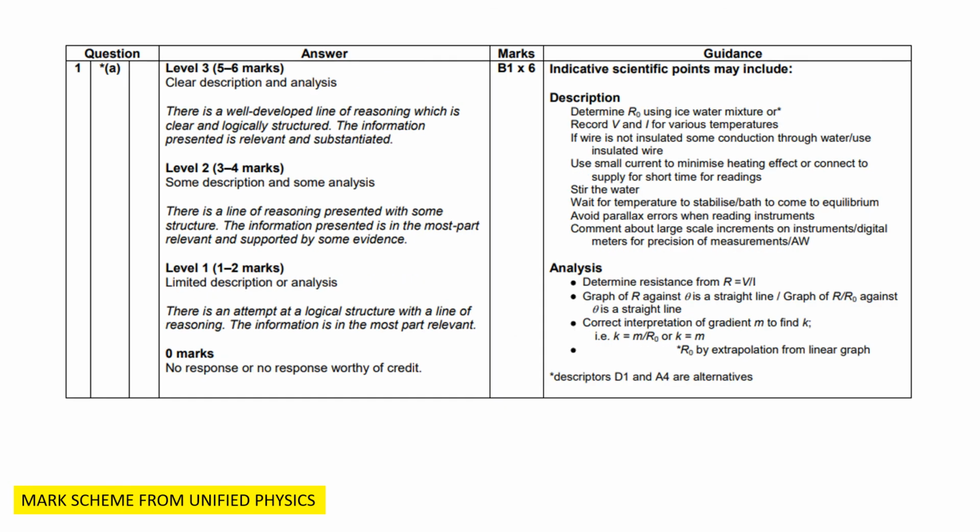Another 6 marker. Clear description and analysis. So the description would be to describe how you're going to be measuring it, and you need to include the instruments and what you're measuring. And then the analysis, in the analysis you always have to say what graph you're going to plot. Is it going to be a straight line? And then any calculations, any further calculations.